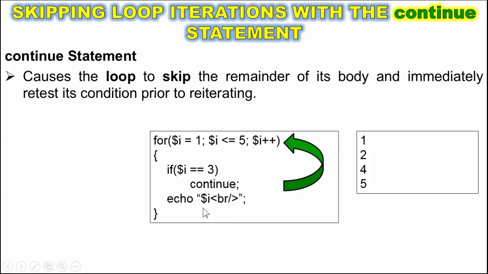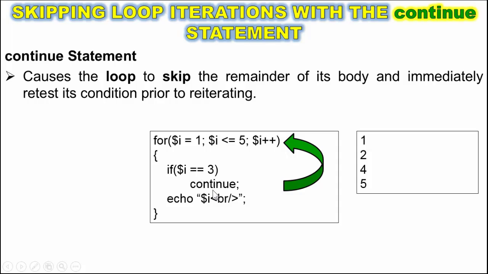For example, this for loop statement will repeat 5 times. If the condition inside the body of the for loop, if $i is equal to 3 during the third repetition, is true, the CPU will execute the continue statement.